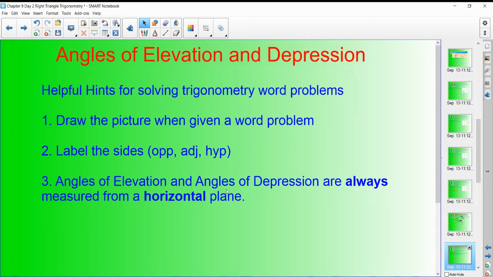Label the triangle: the opposite, the adjacent, the hypotenuse. Is there any side length that they give us? Are there any angles? Fill in all of the details, and you've got this. Now, the new detail is that the angle of elevation and angle of depression are always from a horizontal. We're going to see what that looks like in some word problems, and you're always going to see me draw the picture.